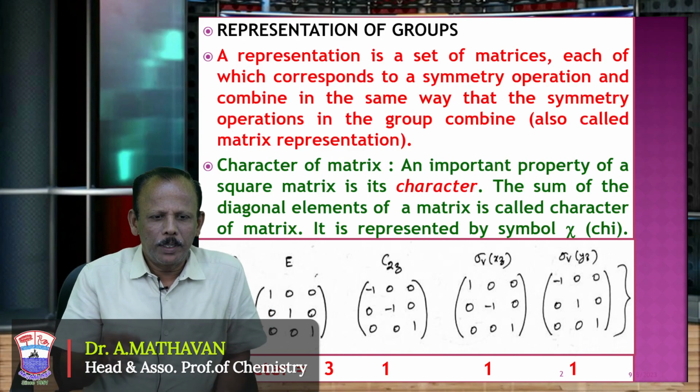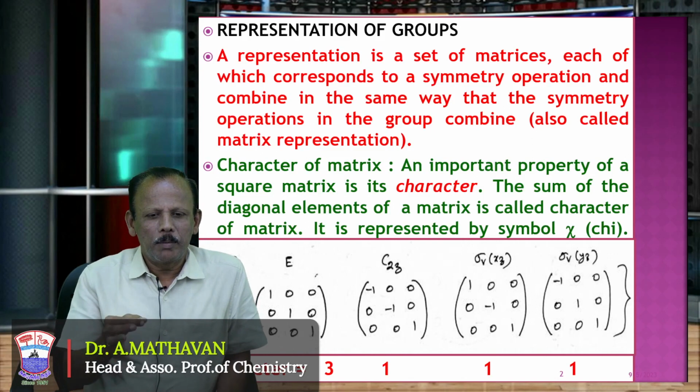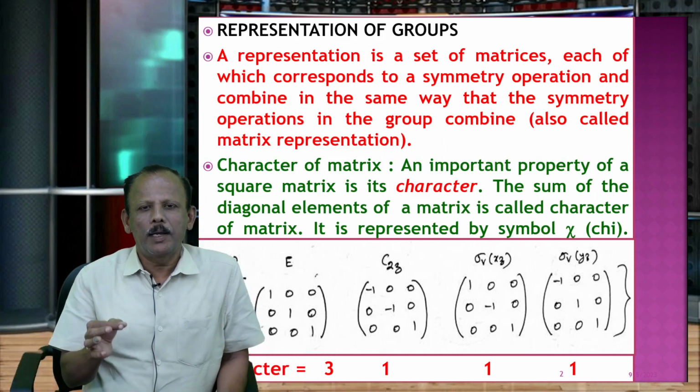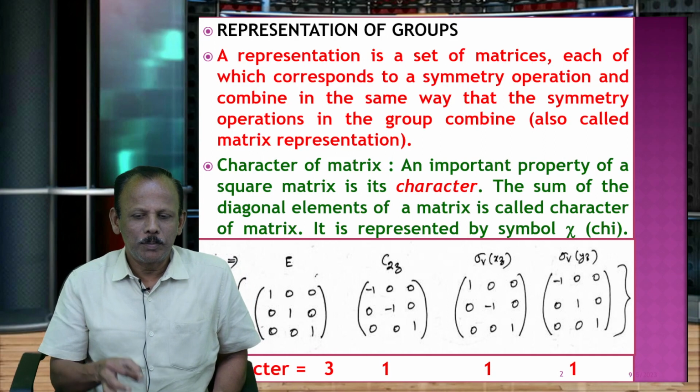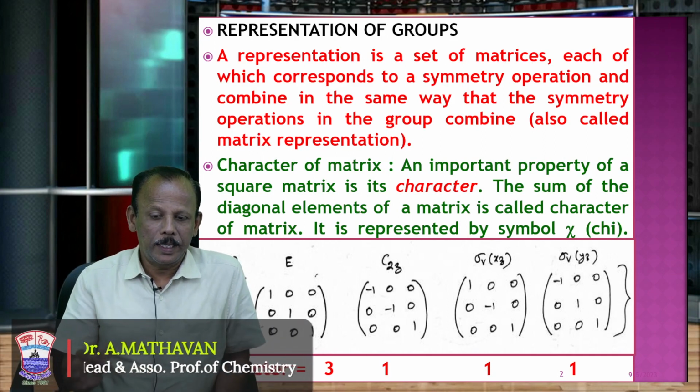One of the important properties of a matrix is the character of the matrix. The important property of a square matrix is its character. What is a character? The character is the sum of the diagonal elements present in a matrix. This is represented by the symbol psi.